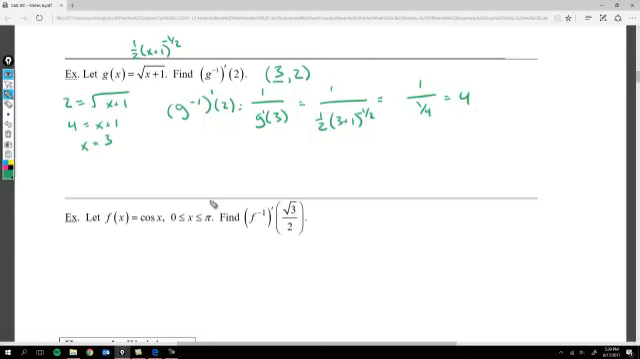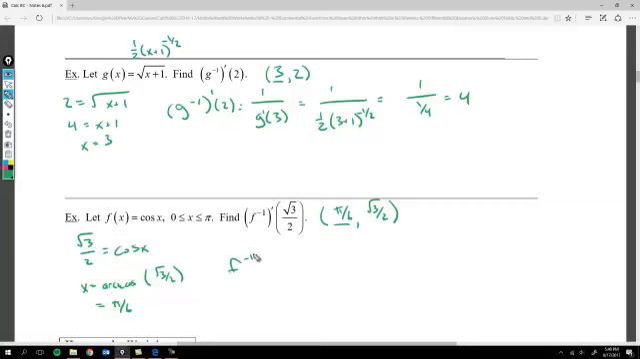Okay, and last one, this time working with trig. They want us to find f inverse prime of root 3 over 2. Again, I have some point. I know root 3 over 2 is my y value. I need to find my x value. So I'm going to set this equal to my function, which is cosine, and I'm bounded between 0 and pi. So when I do arc cosine of root 3 over 2, I know that this is just going to be pi over 6. I do not have to include 11 pi over 6, just pi over 6 because I'm bounded. And so that means that my point is pi over 6 and root 3 over 2.